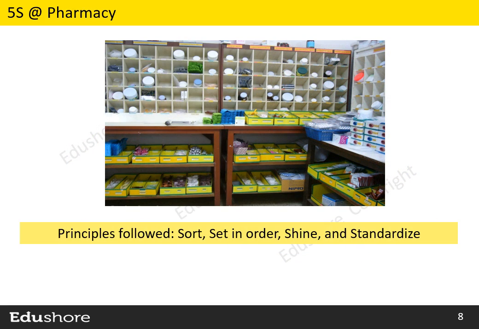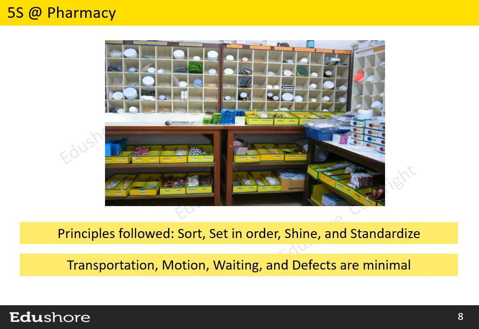5S at pharmacy. At a pharmacy store, we see how the drugs are clearly sorted and kept in order. For example, some drugs are kept in alphabetical order, some are arranged according to their usage against a particular symptom, etc. And we see that transportation, motion, waiting, and defects are minimal for the pharmacists.